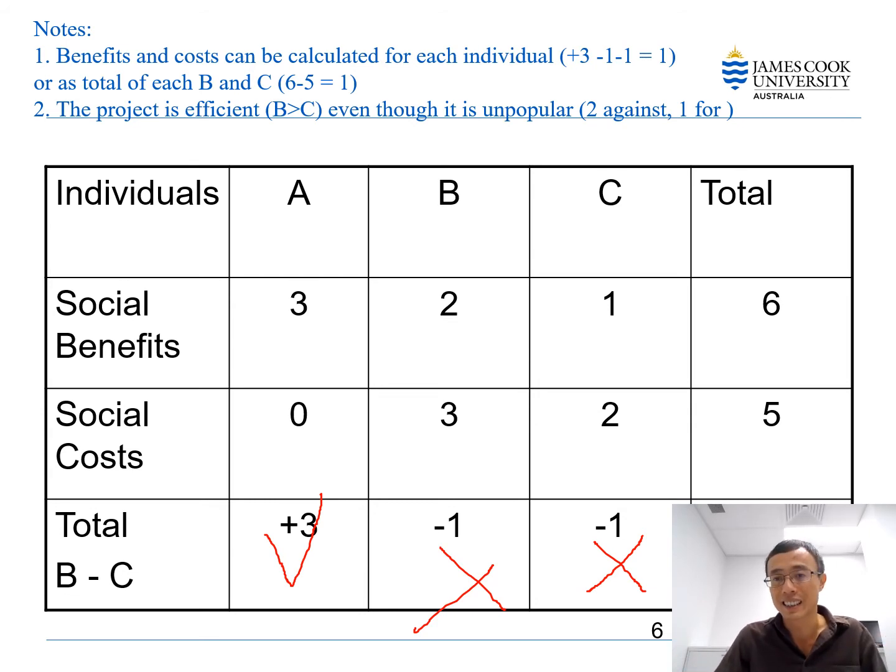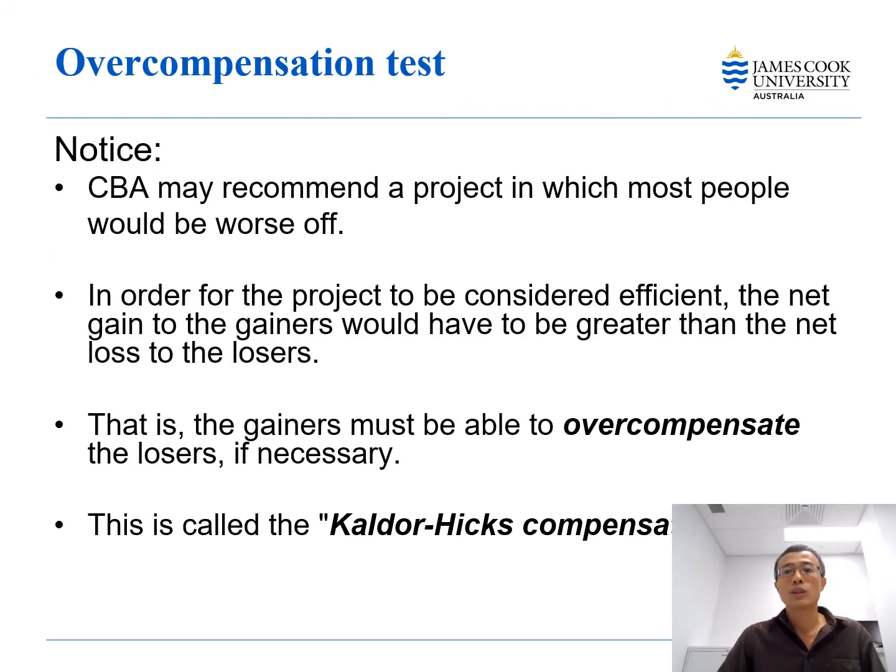So now you can clearly see that CBA, evaluating the same project, has a different decision than the majority vote. So CBA is not based on how popular the project is. The key essence of applying this cost-benefit analysis is to look at the net social benefit due to this project. And if it is positive, we say it is efficient. Negative, say no.